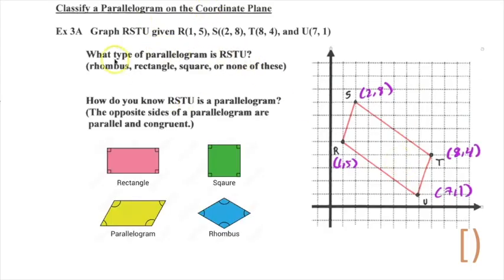Is it a rhombus, a rectangle, a square, or none of these? Well, it's not a square. It's not a rhombus, because rhombuses have all sides the same and squares have all sides the same. It might be a rectangle. To check that, let's go about doing it.